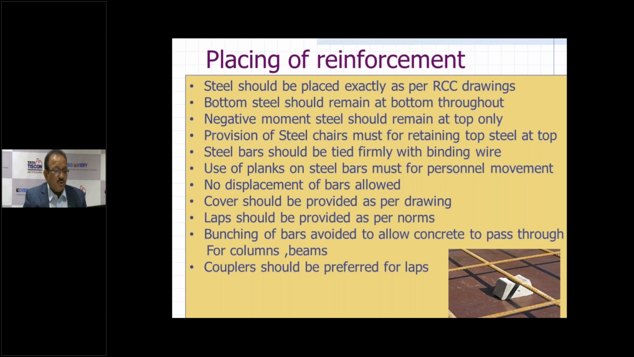Then steel bars should be tied firmly with binding wire. You can't let the steel bars go loose. They have to be firmly tied in position at the desired spacing specified by the structural engineer. For example, if 10 mm bars are placed at, say, 150 mm center to center, you have to ensure, by tying them perfectly, that they stay at 150 mm center to center. You can't allow these bars to displace. So displacement of the bars is not allowed.